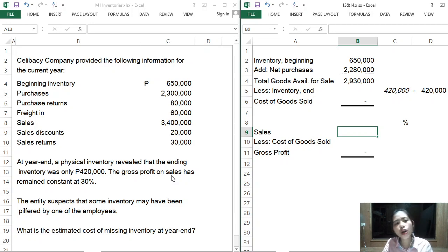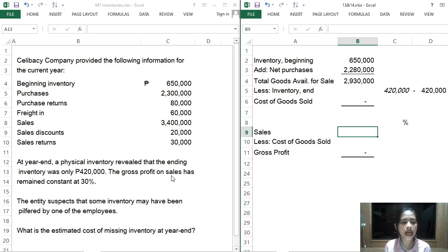The question is, are we going to consider the discounts and the returns? Okay, let's analyze. Di ba we are focusing on the number of inventory? So number of inventory count, that's what we call physical count. If we are going to consider the count alone, I think it would be logical not to include the discounts. Bakit? Yung sales discounts, di ba, ito lang yung deduction sa sales because of the prompt payment. Ibig sabihin, nagbayad ka agad ang customer, kaya siya naka-avail ng sales discount.